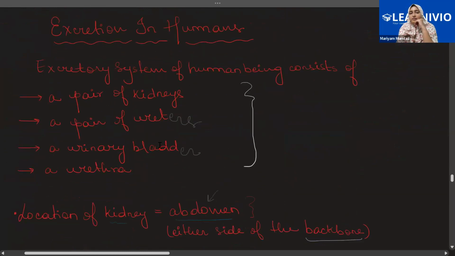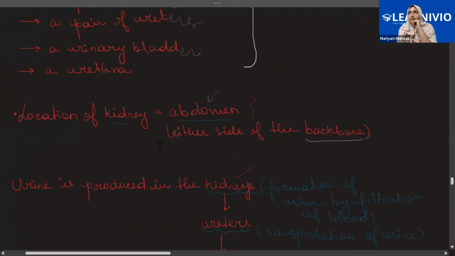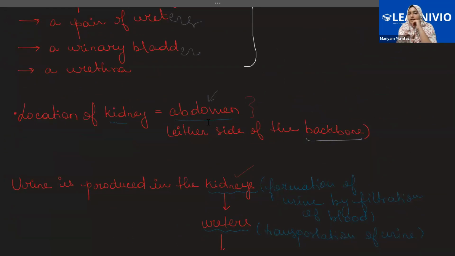Now, the excretory system of human beings consists of a pair of kidneys, a pair of ureters, a urinary bladder, and the urethra. These structures are present in the excretory system. Now, when we talk about the location of the kidney, it is located in the abdomen on either side of the back. The position is not towards the front side, rather the back side.